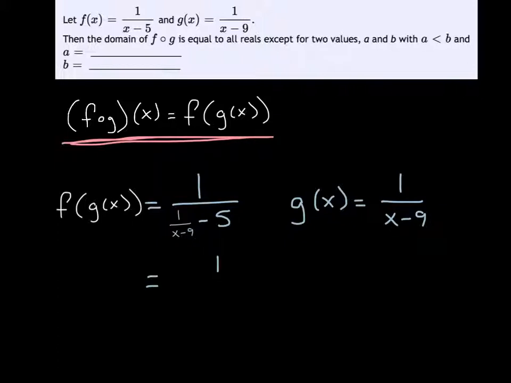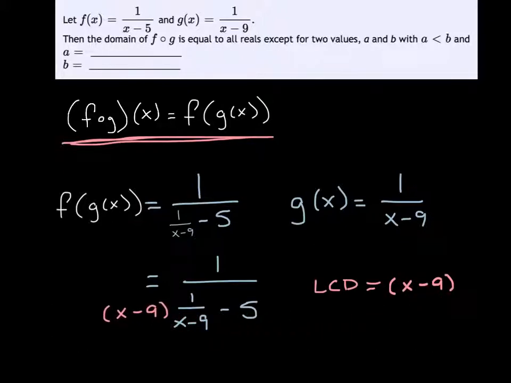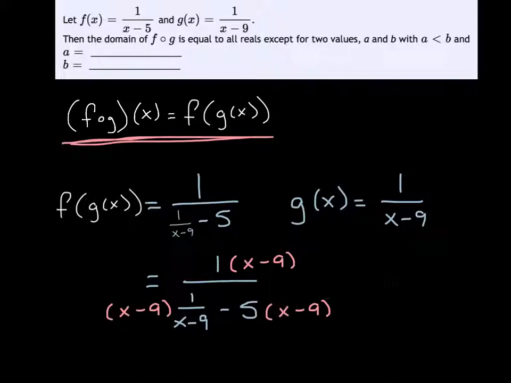This is a complex fraction, so 1 over 1 over x minus 9 minus 5. And what we're going to do is multiply each term in this complex fraction, the 1 in the numerator and the 2 in the denominator, by the least common denominator. In this case, there's only one denominator. It's this x minus 9. So we're going to multiply every term by the x minus 9. And then we're going to multiply things out and simplify.